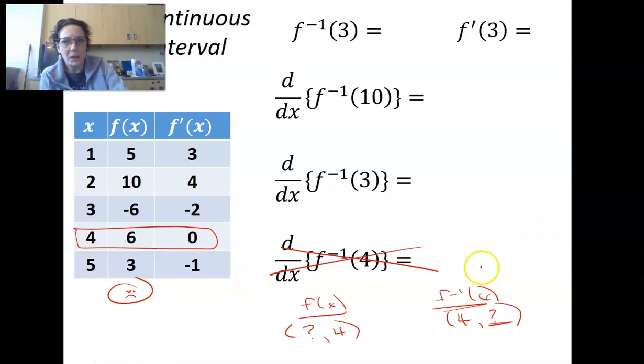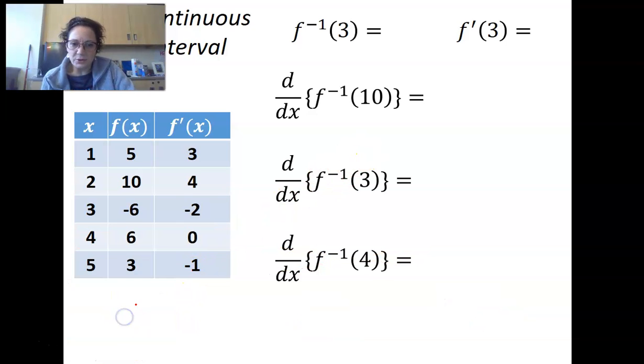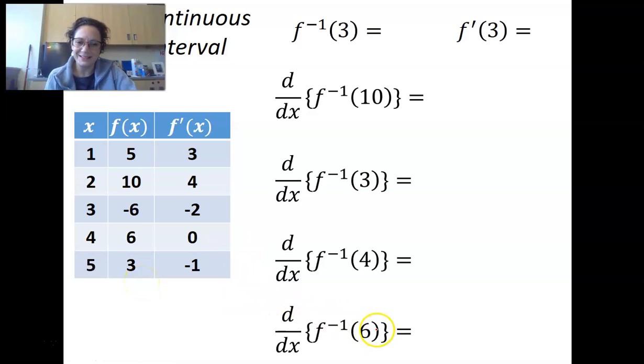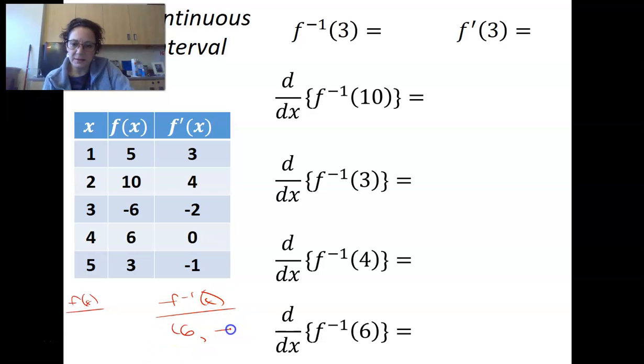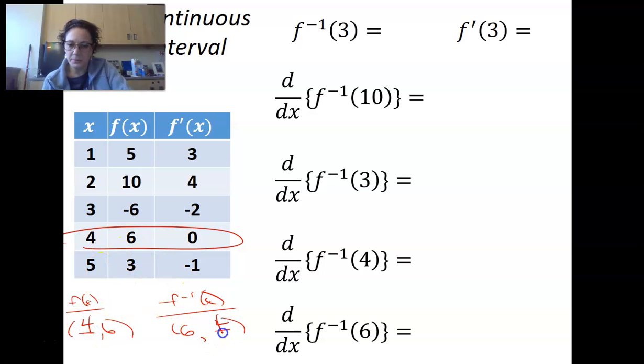And you definitely want to be really careful. Keep an eye on the x's versus the y's, especially when it comes to inverses. Okay, last one, f inverse of 6, and I want the slope. So again, if my inverse is 6 something, then I need something 6. Where is it? There it is right there. Okay, so this one has the point 4, 6, so this one has the point 6, 4.